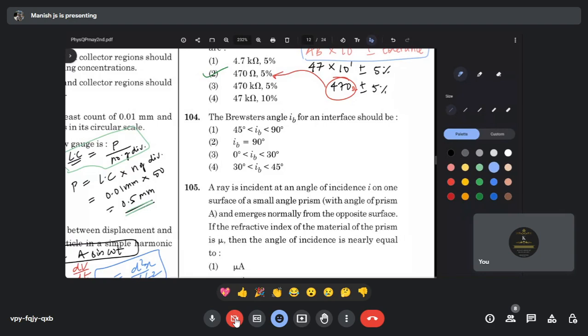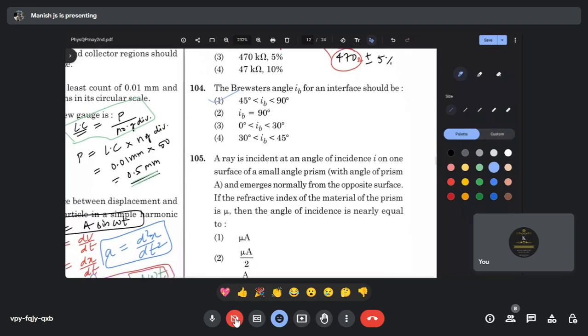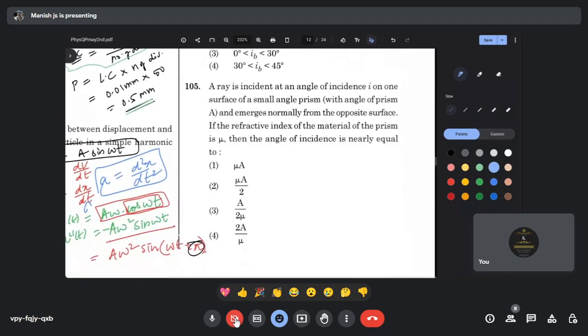It has to lie between 45 to 90 degrees. That's correct. It cannot be 90, so other options are ruled out. It has to be between 45 and 90. What is the formula for that Brewster's angle? Do you remember? Tan i_p is equal to n. Correct. Good. So, next question.